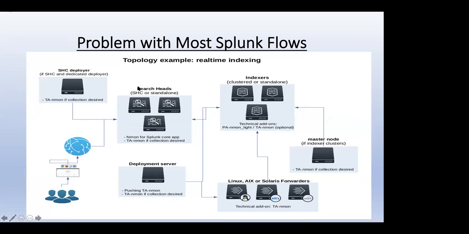So what happens is your users get access to this layer right here. So the users log in, whether through VPN or if they're on the network directly, go to whatever site you have as far as URL. They log in, they're able to do their searches against whatever indexers are allotted to this search head cluster, and then they're able to run their searches.